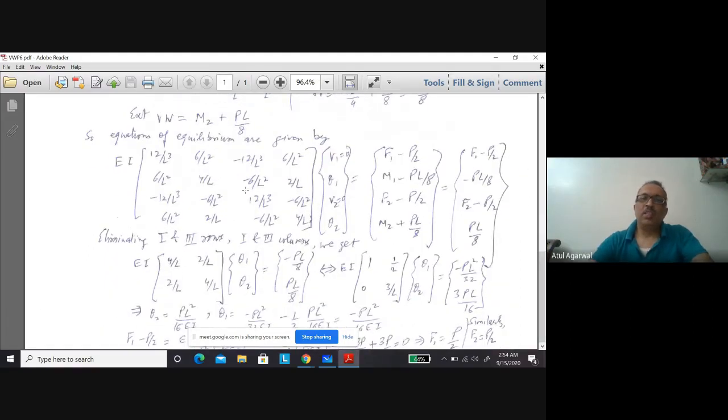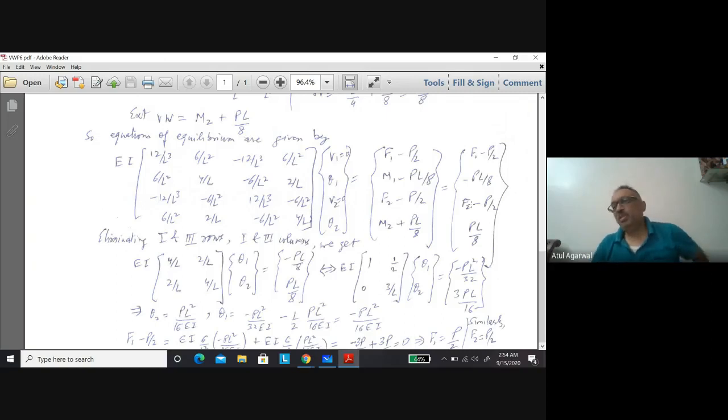So the equations of equilibrium are given by this. These are our original stiffness matrix, but our force vector has changed in this case to this. Eliminating the first and third rows, since we know V1 and V2 are 0, we are left with this equation. So solving for theta 1 and theta 2. Similarly, we can also solve for the unknown forces F1 and F2.